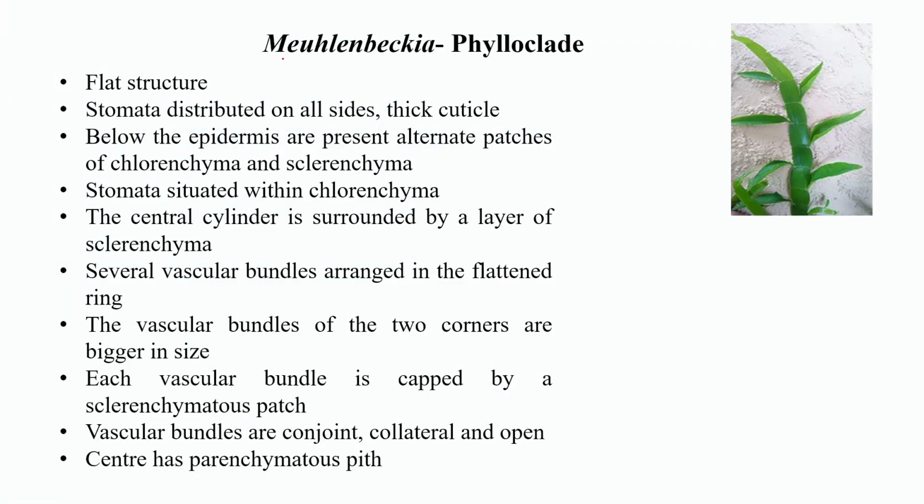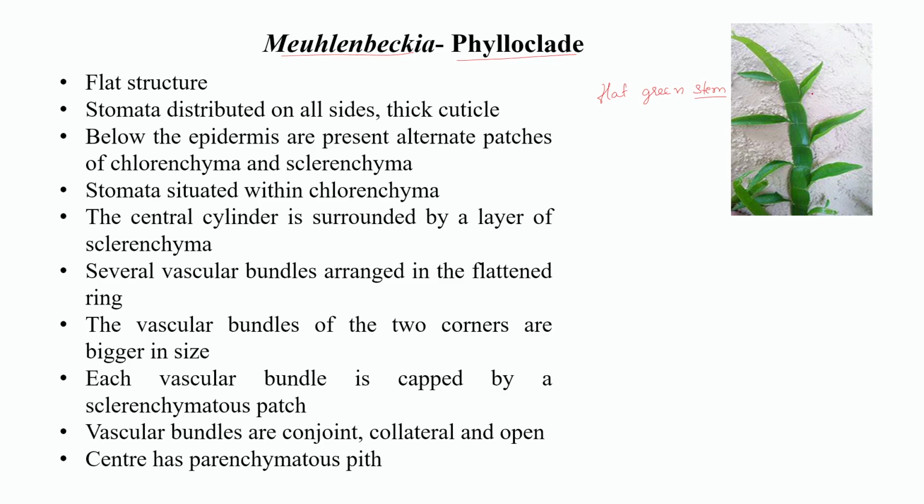Now we will take some more plants. We will try to discuss some plants which are modified into certain structures which we call phylloclade. Muhlenbeckia is an example in which the stem has been modified into phylloclade. Phylloclades, as we have discussed, are flat green stems which are modified to perform photosynthesis.